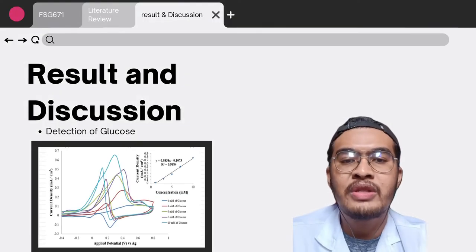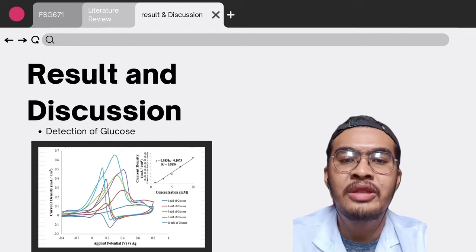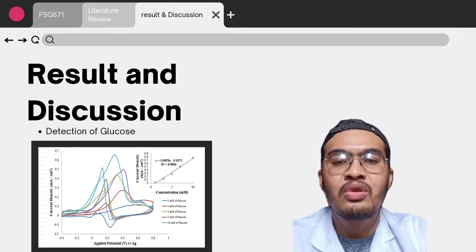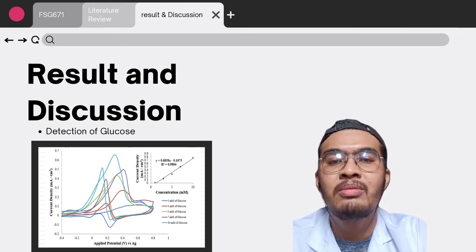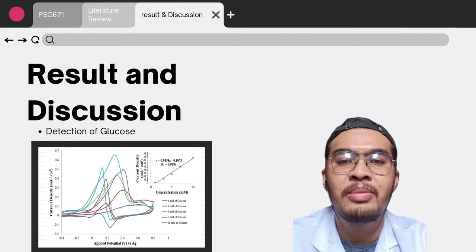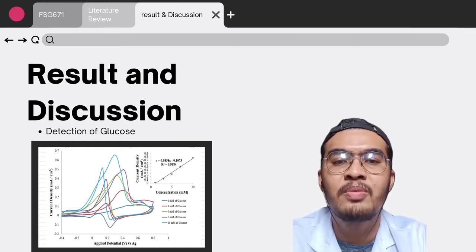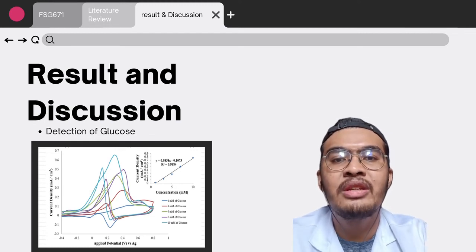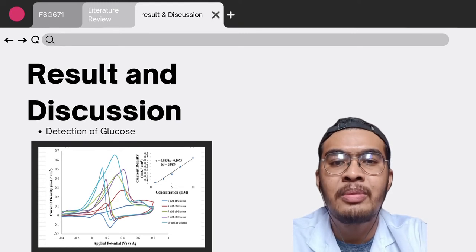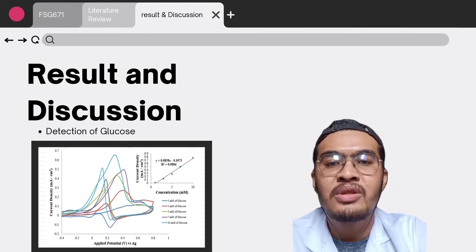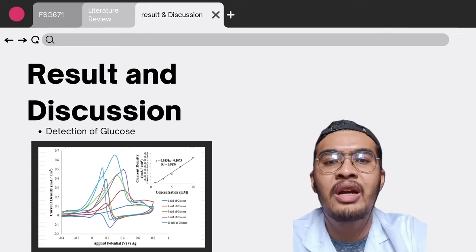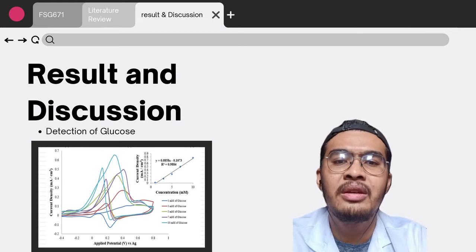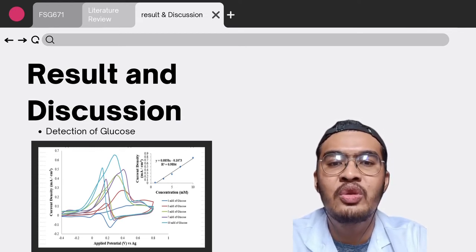And the last part for result and discussion is the glucose detection. In order to assess sensor sensitivity, CV of various glucose concentrations in 0.1 molar sodium hydroxide was measured at a scan rate of 100 mV per second. As shown in the figure that I have provided, two distinct peaks corresponding to glucose oxidation appeared. The calibration curve was expressed as a dependence of the current value of this peak on the concentration of glucose, because the peak in the backward scan appeared more distinguishable.